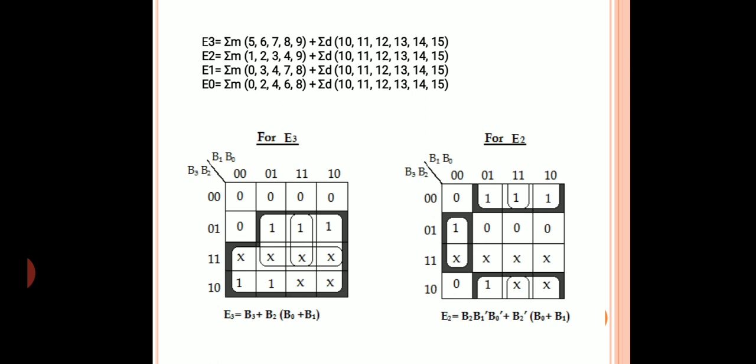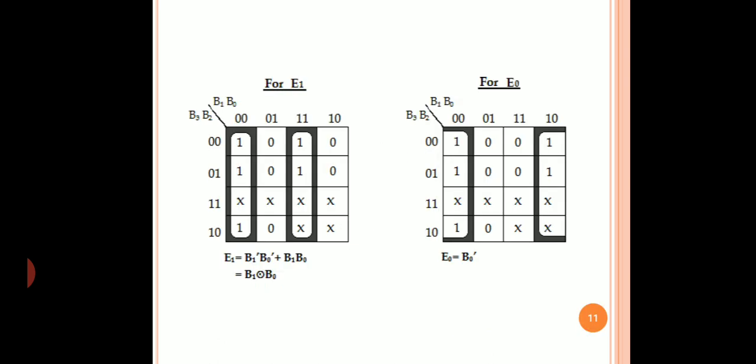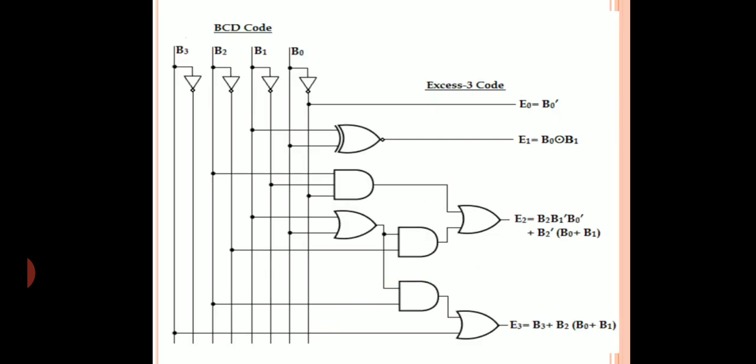For the second expression, again you have to enter don't care from 10 to 15. This is what you will obtain. In the third expression, if you observe, B1 XNOR with B0, and in the last expression again there is one octet. This is how you can implement that. For expression E1 we have directly used one XNOR gate.